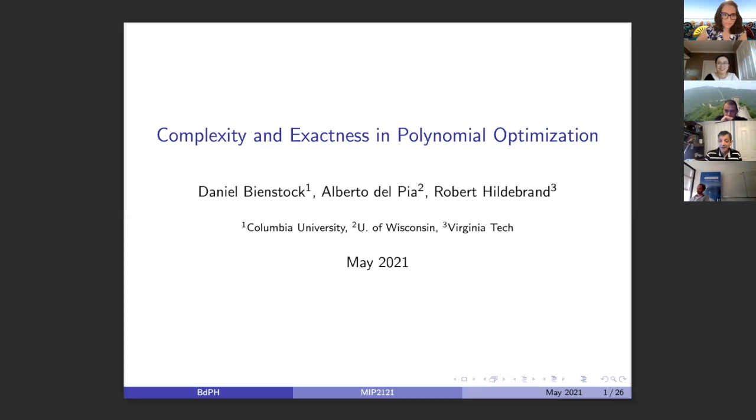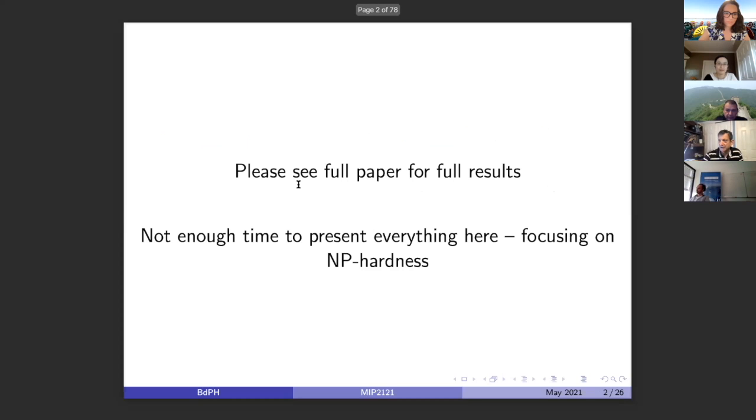There's not enough time in this talk to cover all the work that we have done. This is joint work with Alberto Del Pia and Robert Hildebrand. There's a paper on arXiv that is not the full paper. We're in the process of updating the paper. There are more results, and certainly in this talk, I cannot cover all the results. I will focus on complexity results. The paper also has a number of non-complexity results, positive results.